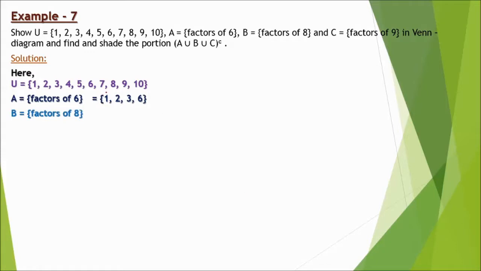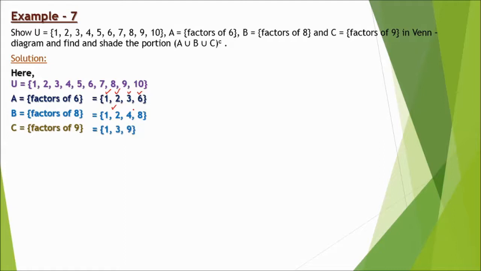Factors of 6 means those numbers which divide 6 exactly without leaving any remainder. 1 can divide, 2 can divide, 4 cannot divide, and 5 also cannot divide exactly. 3 and 6 can divide. So 1, 2, 3, and 6 are the factors of 6. Factors of 8 are 1, 2, 4, and 8, so we leave out 3, 5, 6 and 7, because those numbers cannot divide 8 exactly. Factors of 9 are 1, 3, and 9 only.